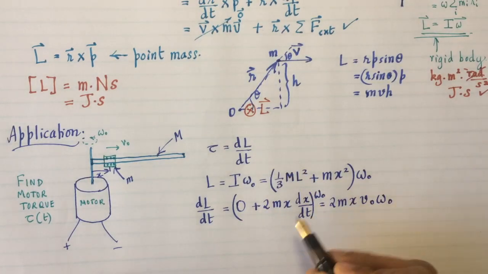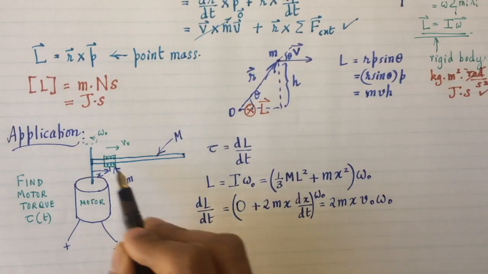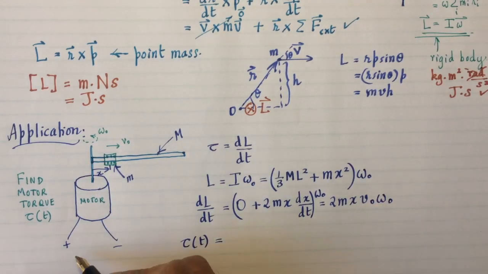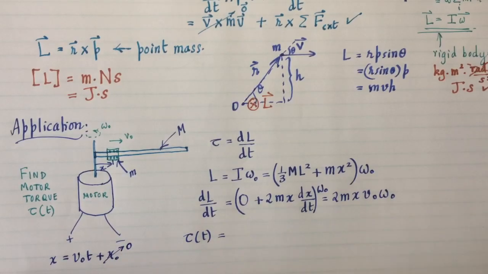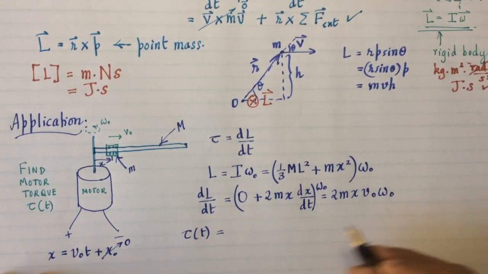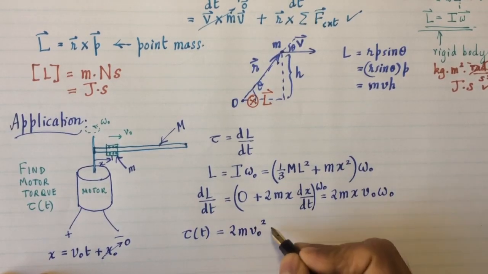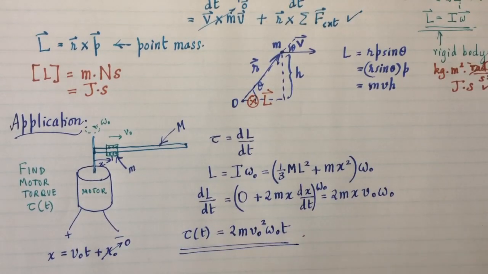Now that's equal to the torque, so I can find the torque. But I need the torque as a function of time. Now I'm going to suppose that the robot starts out at the axle at time 0. So x can be found by integrating. x is just equal to v naught t plus some initial x value, and I'll take that initial x value to be 0. So for x, I'll write v naught t. So if I put that in there, I'm going to get 2m v naught squared omega naught t. So that is the torque as a function of time, and that's how you need to feed the electric motor.